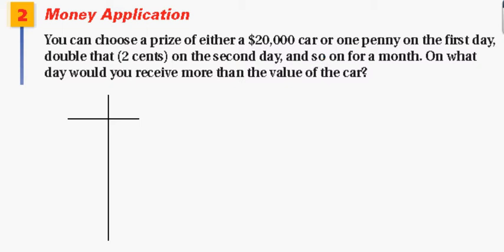So here's a money application. You can choose a prize of either $20 grand and a car, or 1 penny on the first day, double that on the second day, and so on. On what day would you receive more than the value of the car? Well, that's pretty hard to believe, but let's take a look.